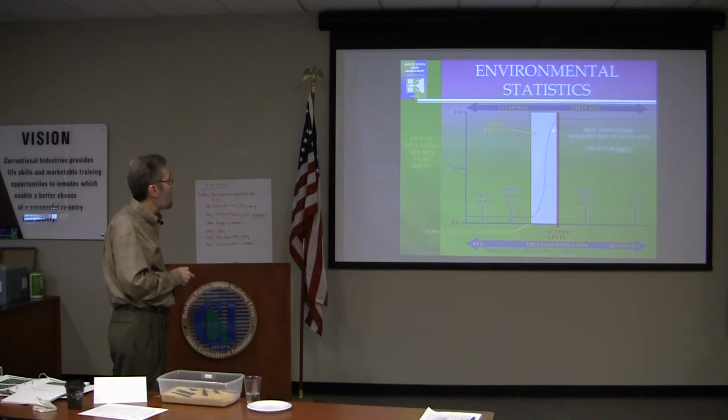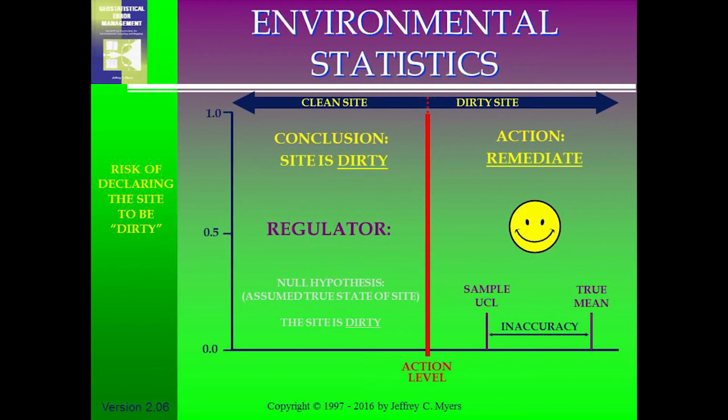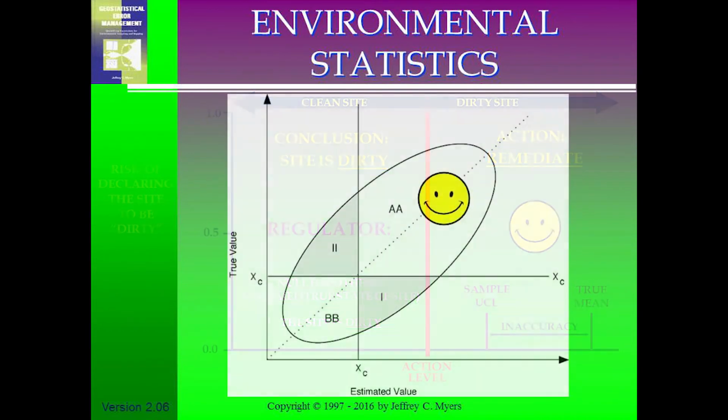And this is basically what the VSP program will be doing. So if your true mean is down here and the sample UCL is up here, you're below the action level and you're good. Okay, so for time's sake, I'm going to kind of go through these. Here's a good summary of this whole null hypothesis.